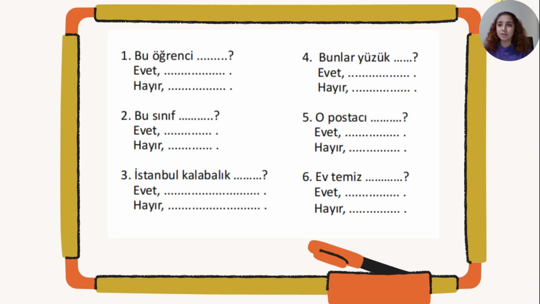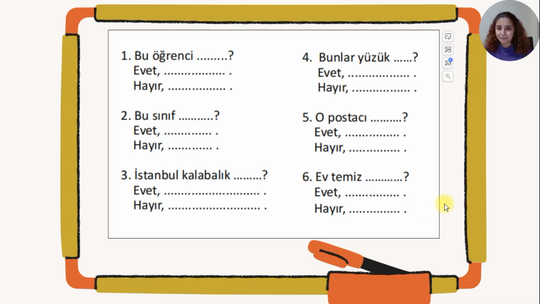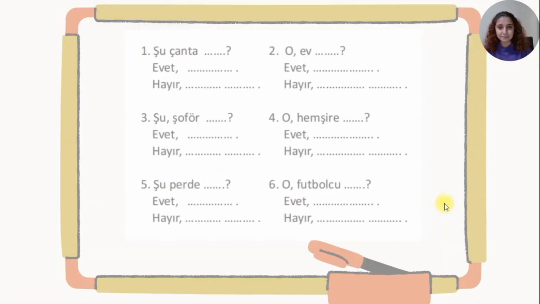O postacı mı? Evet, o postacı. Hayır, o postacı değil. Is this a postman? Yes, this is a postman. No, this is not a postman. Ev temiz mi? Is the house clean? Evet, ev temiz. Hayır, ev temiz değil. No, the house is not clean. Okay, how was it? I wonder your opinions.